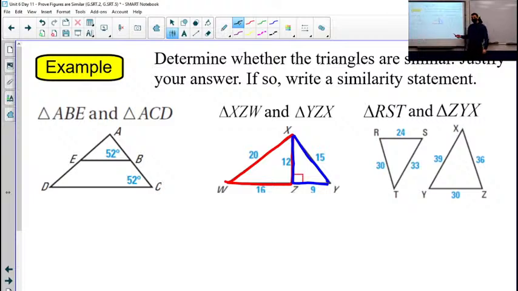So my three sides in the red triangle, I've got one that's 20, I've got one that's 16, and then I've got one going this way that's 12. In the blue triangle, from largest to smallest, I've got one here that's 15, one here that's 12, and one here that's 9. So let's start by matching up smallest with the smallest.